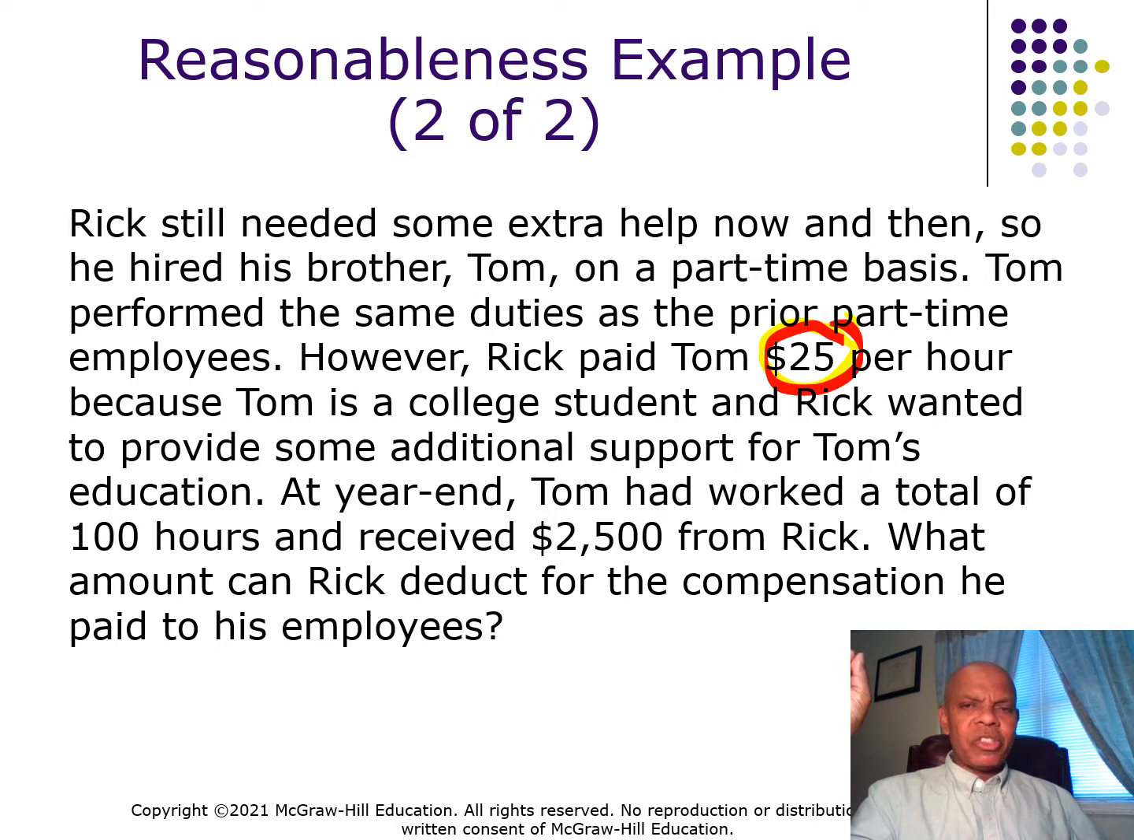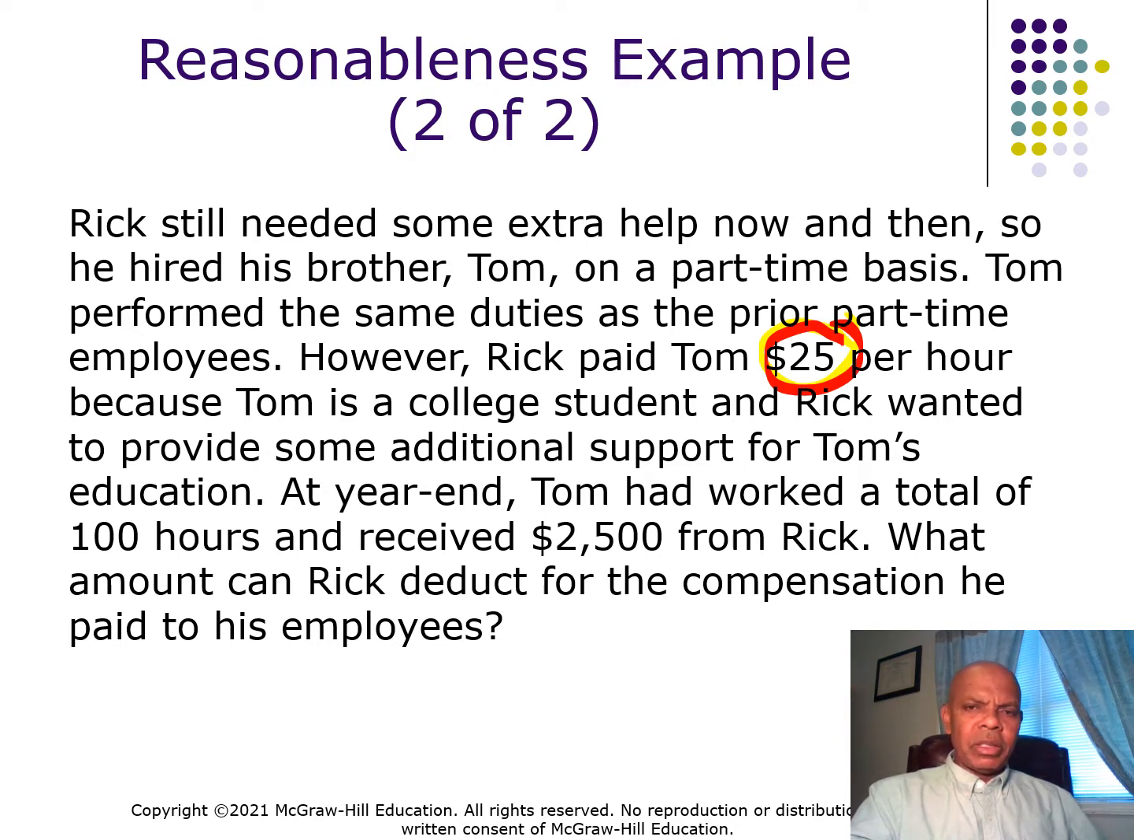Because Tom is a college student and Rick wanted to provide some additional support for Tom's education, that's a different story. He can do whatever he wants. He can pay his tuition, whatever. That's up to you. Okay, but that's not deductible as compensation to this employee.